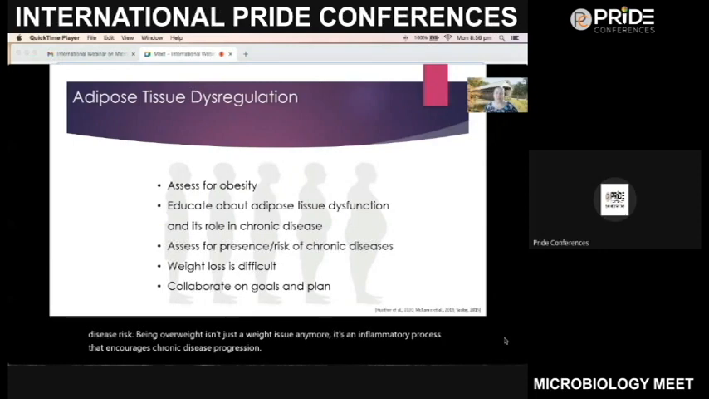Additionally, assessing for the presence or risk of chronic diseases is important in obese populations because they are at higher risk. We need to identify current risks to help patients live healthier lives. Perhaps most importantly, inflammation has been shown to increase adiposity. So we need to remember, once this adipose tissue dysregulation begins, it is very difficult for weight loss to occur. Together, healthcare providers and their patients can collaborate in making appropriate goals and in planning the necessary steps to meet those goals.